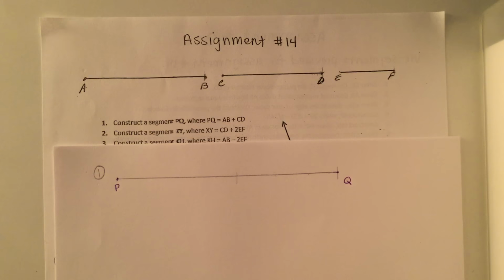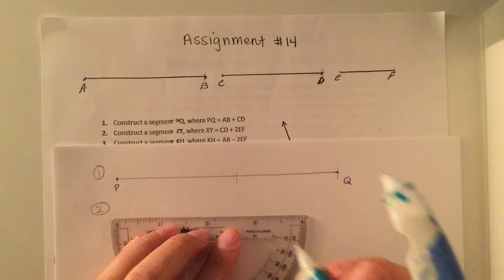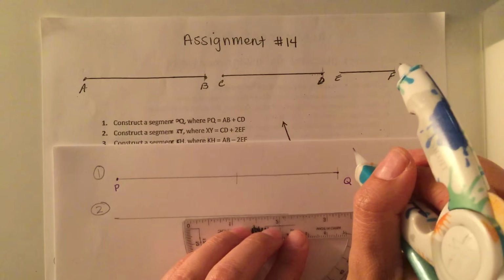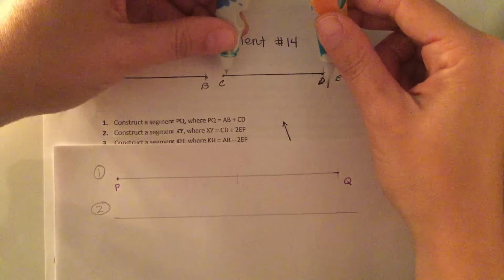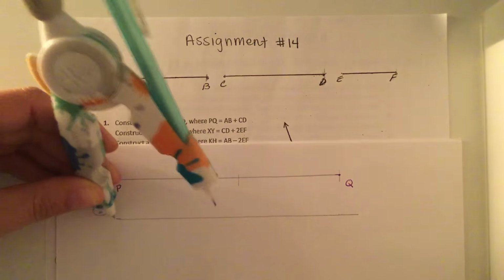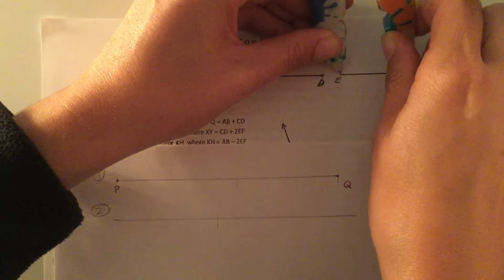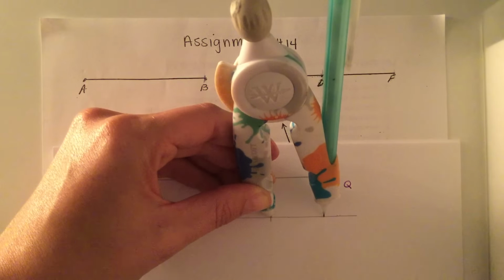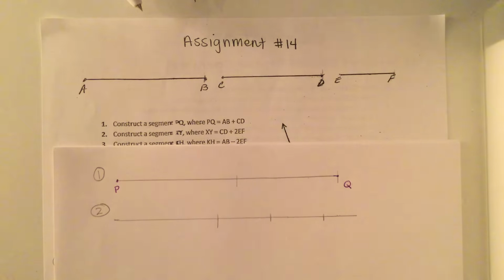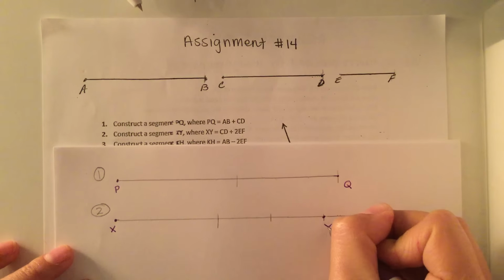Alright, for number 2, construct the segment XY where XY is equal to CD plus 2EF. So for number 2, again I need a segment. I'm going to measure out the length of CD with my compass, transfer it onto the segment. I'm going to measure out the length of EF and transfer it on. After CD there's 1 and there is 2. So I'm going to go ahead and label my endpoints X and Y. So at the beginning we have X, at the end we have Y.